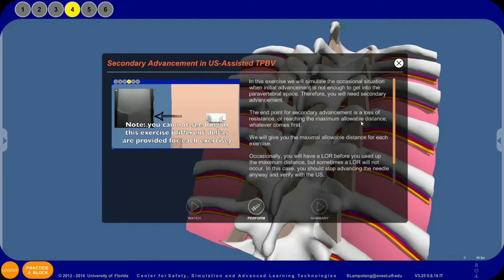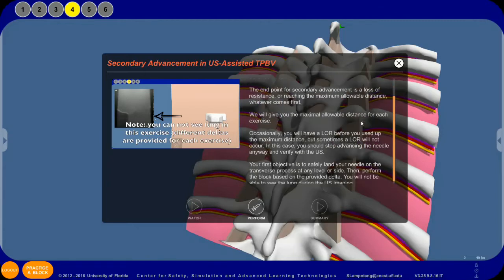We will give you the maximum allowable distance for each exercise. Occasionally, you will have a loss of resistance before you used up the maximum distance, but sometimes a loss of resistance will not occur. In this case, you should stop advancing the needle anyway and verify with the ultrasound.